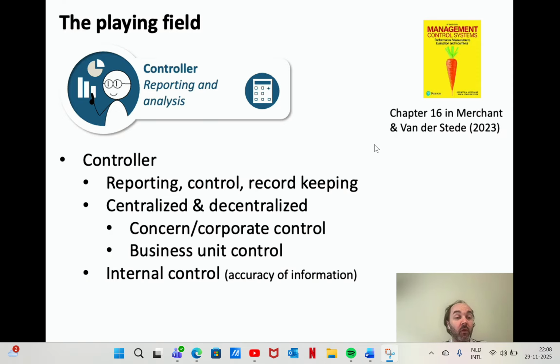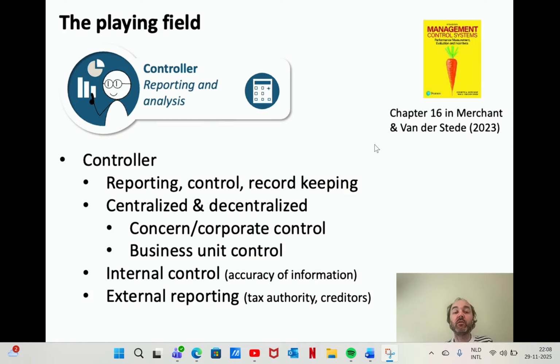Now, one thing they can do is to develop internal control systems, also to make sure that the information that is provided, for instance, to a CFO to base decisions on, is indeed accurate, that's verifiable, that's objective and true. But also they are the ones responsible for external reporting. So maybe reporting to tax authorities, but also to creditors who also want to know how well the firm is doing. So that's the controller.